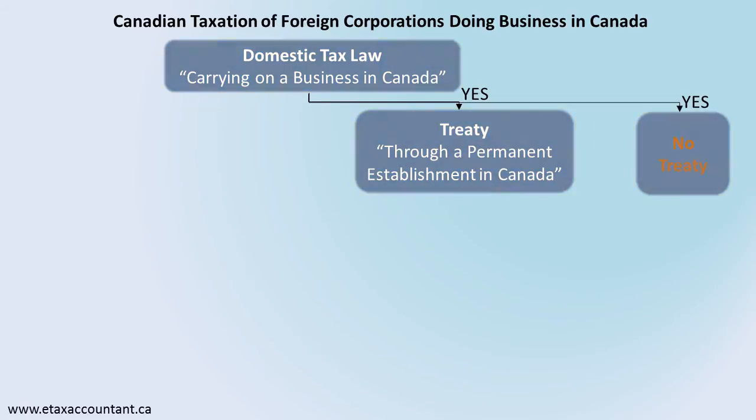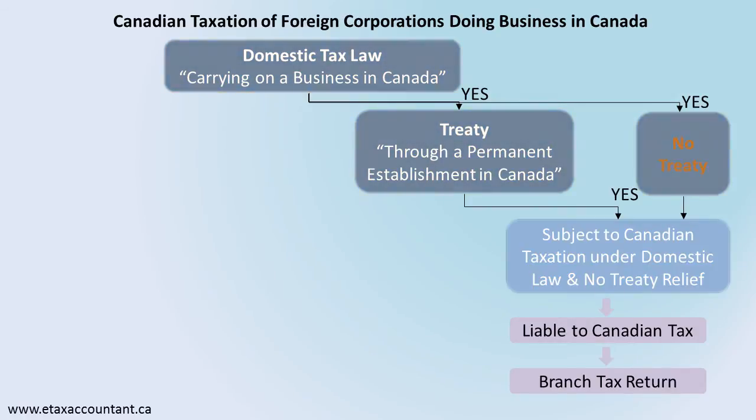If your company is carrying on a business through a permanent establishment in Canada, or if your company's resident country did not sign an income tax treaty with Canada, your company would be liable to Canadian income taxes and required to file a Canadian branch tax return. The final tax payment due date is 2 months after the corporation's year-end, and the filing due date of the branch tax return is 6 months after the corporation's year-end.